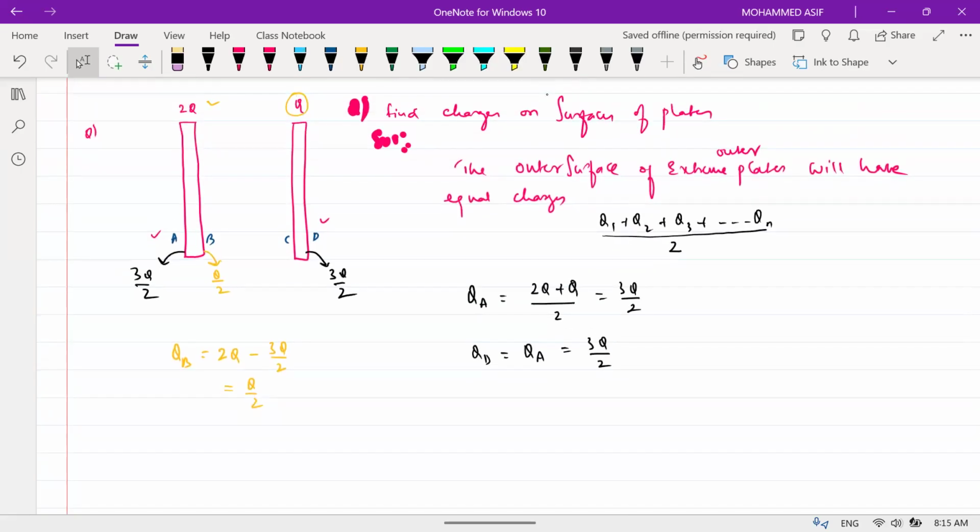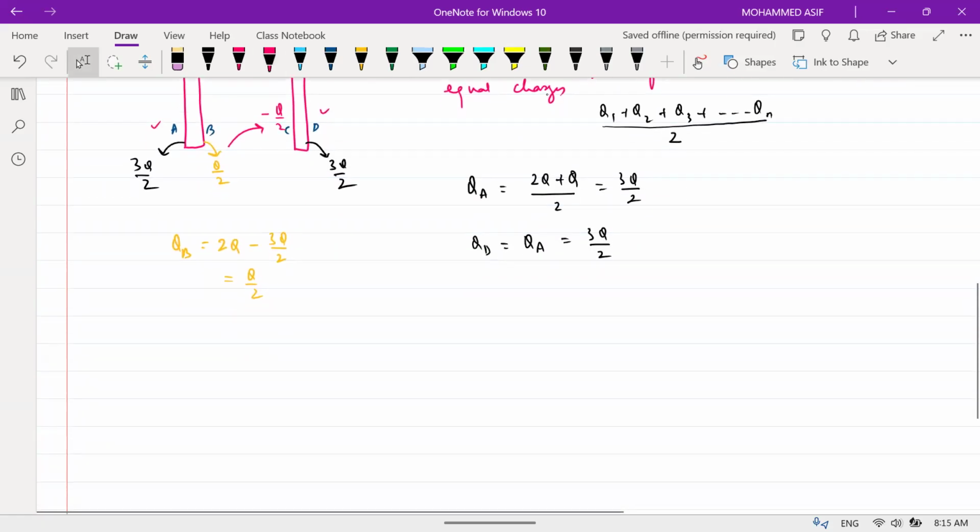Because if this is having a charge plus Q, the equal and opposite charge will be accumulated on this one. It will be minus Q by 2. Now see, minus Q by 2 and 3Q by 2, again it will become Q. Clear? Yes, sir. Charge on C will be equal to how much for me? Minus of your Q by 2.